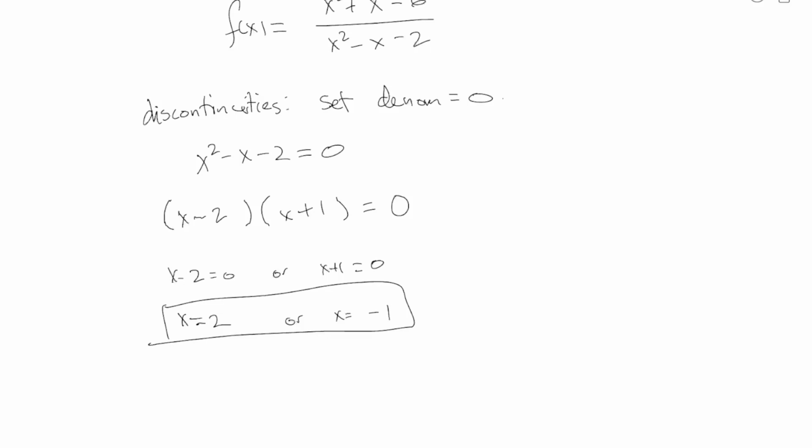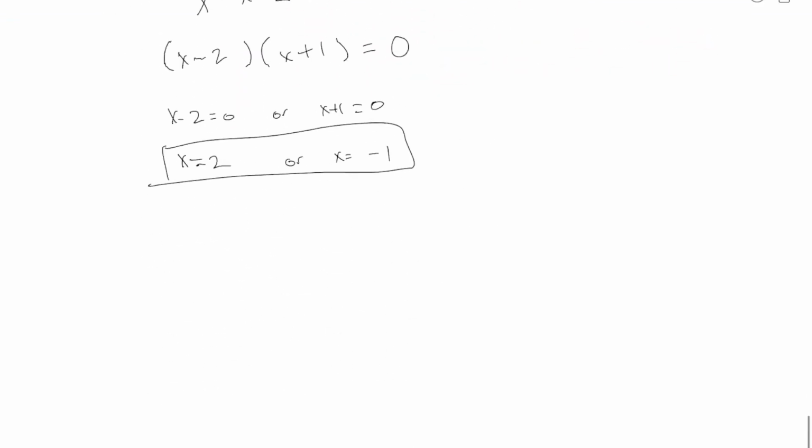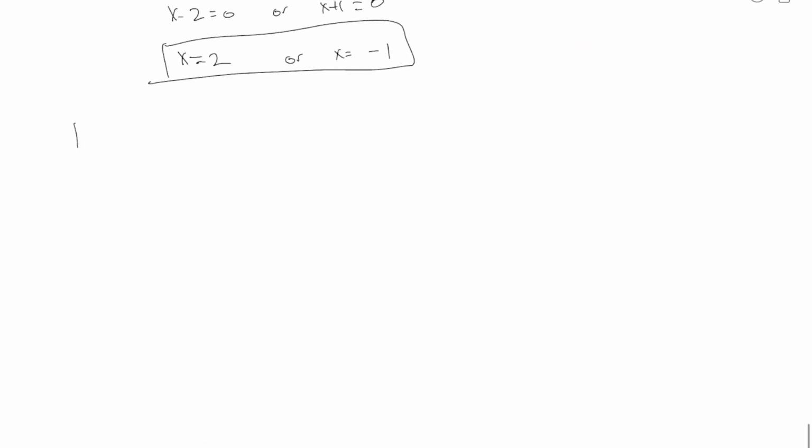All right? That was the first part of the question: find any points of discontinuity. And then, for each one, find the limit as x approaches it. So what I'm going to do here is find 2 limits. First of all, the limit as x approaches 2 of x squared plus x minus 6 over x squared minus x minus 2. I'll work that out, leaving some space. I also want to find the limit as x goes to minus 1 of the same expression.